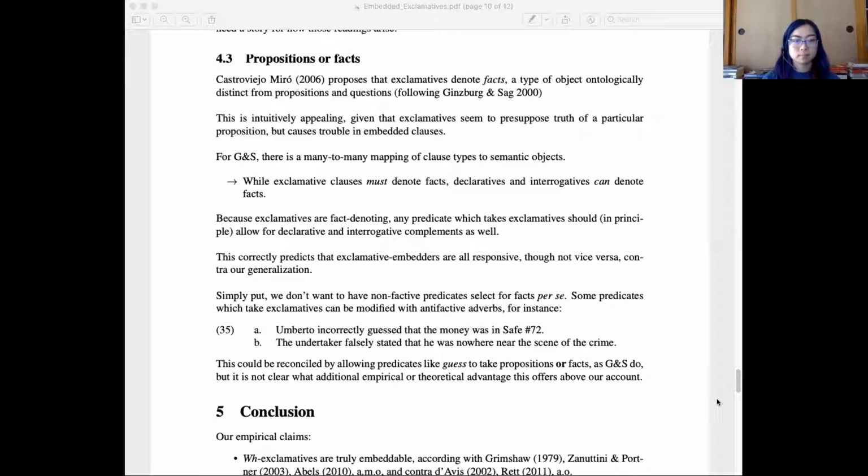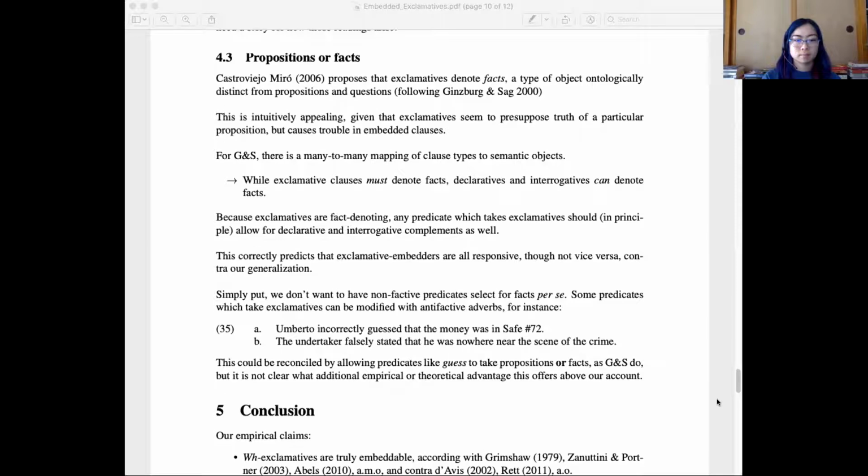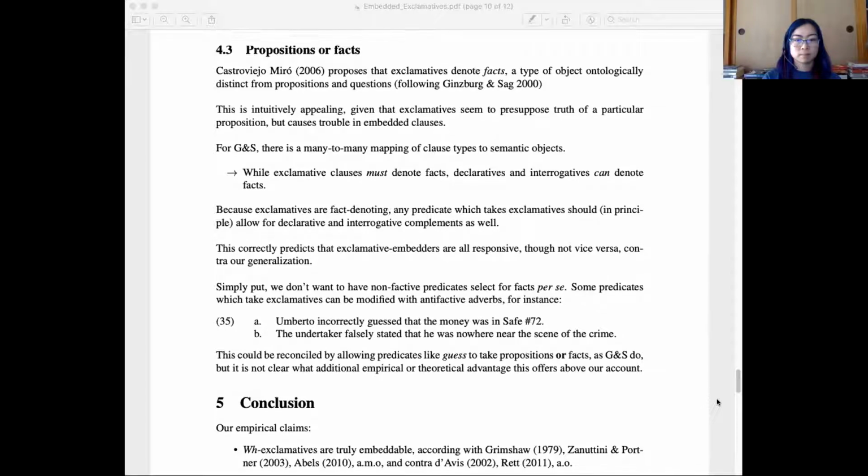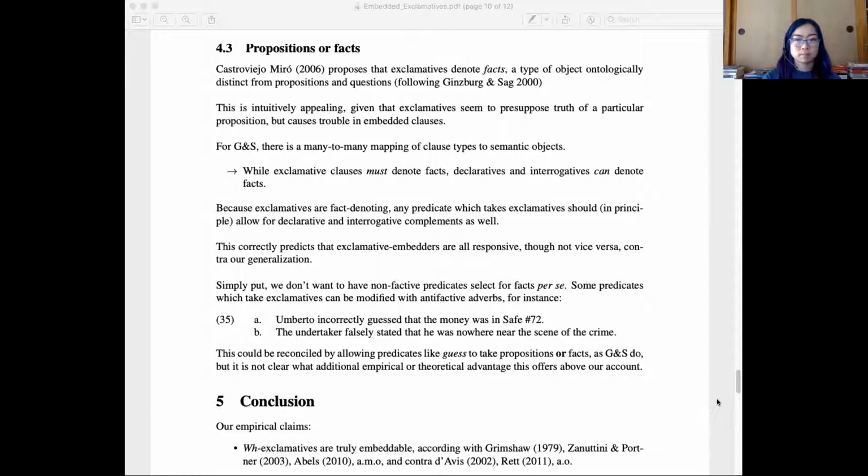So for instance, predicates like guess or state or say can be modified with anti-factive adverbs when they take a declarative clause. So you would think that if they take facts, that something like 35, Umberto incorrectly guessed that the money was in safe number 72, should be disallowed. Now, this could be reconciled by allowing predicates like guess to take propositions or facts, as Ginzburg and Sag do, but it's not clear what additional empirical or theoretical coverage this would offer above our accounts, which makes fewer stipulations about the ontology of sentences.